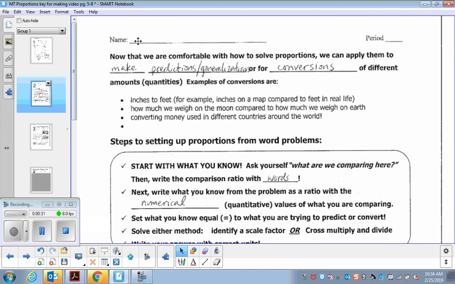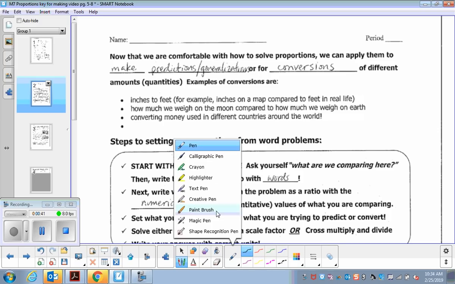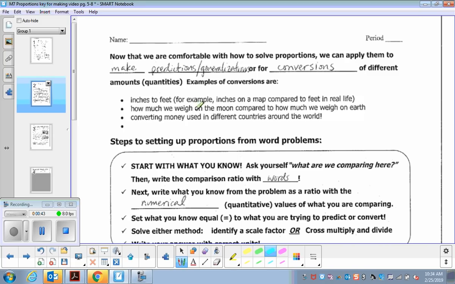All right? So at the top here, now that we're comfortable with solving the proportions by either finding a scale factor or cross-multiplying and dividing, we are going to be writing proportions to do 3 things. We're going to make predictions. We're also going to make generalizations, just kind of assumptions about certain scenarios. And we're also going to be converting different units of measurement. What I mean by some conversions are things like inches to feet, when we're taking inches on a map and comparing it to feet in real life.